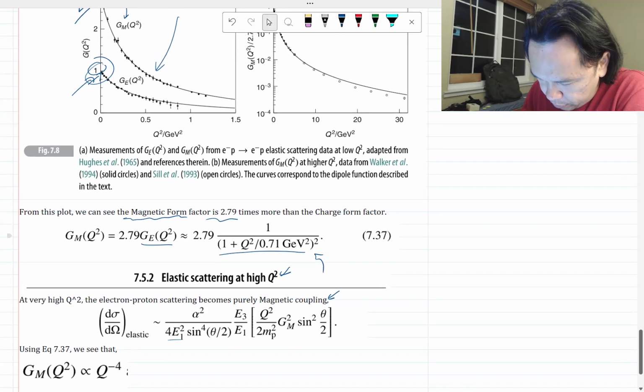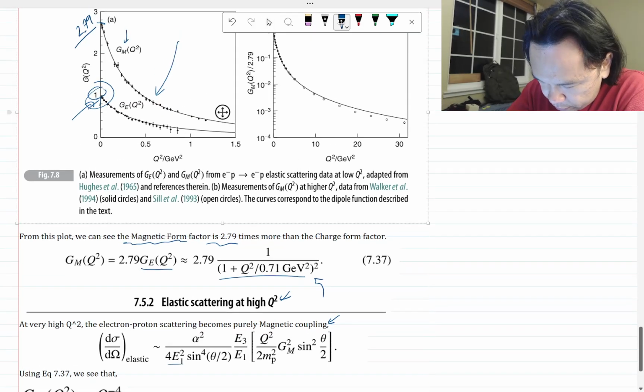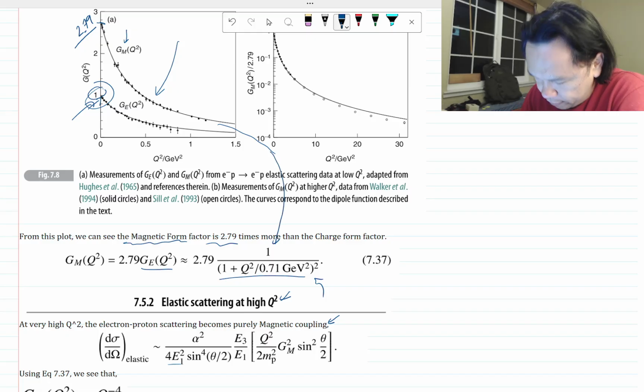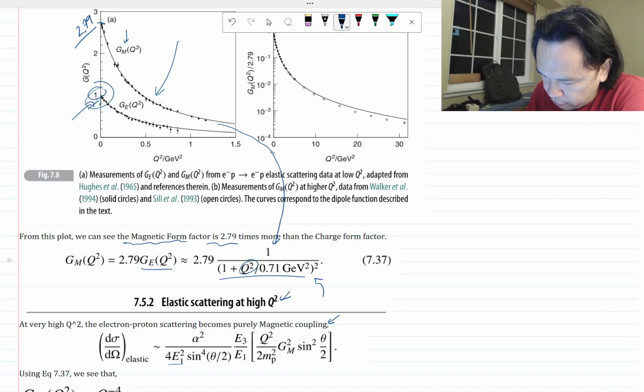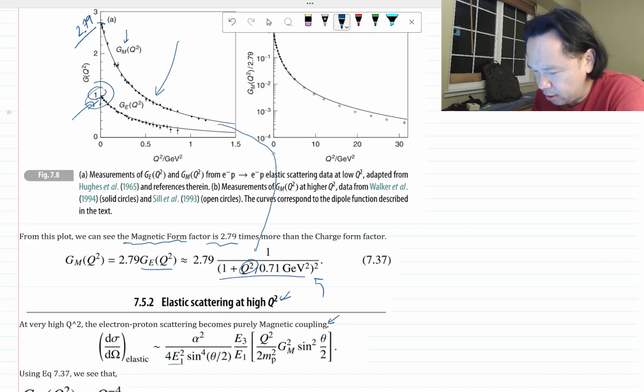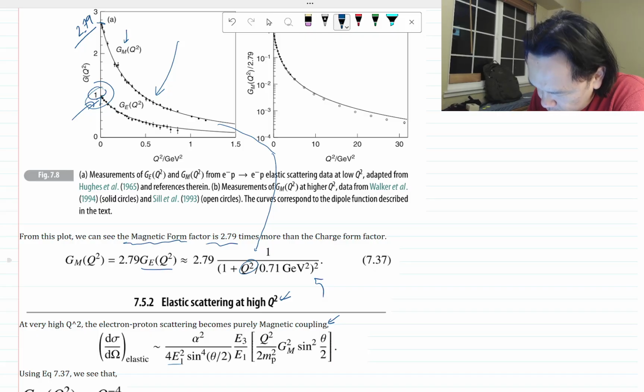Before we move on, let me describe where this formula comes from. This is a fit to this equation, these data plots here. That's where this fit comes from. It's 2.79, so if you put in Q squared equal to 0, then you get exactly 2.79. But then the rest of this, the 1 over Q squared dependency, has an additional fit of 0.71. That just comes from this fit line.